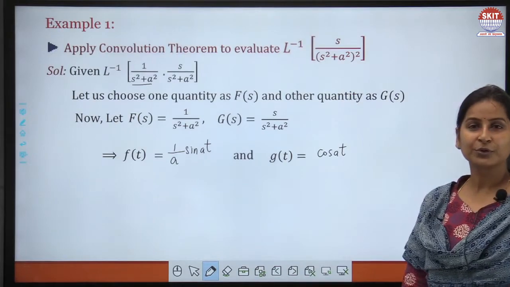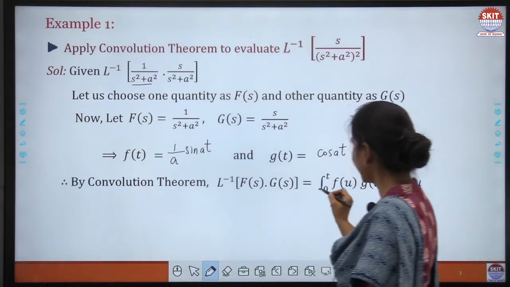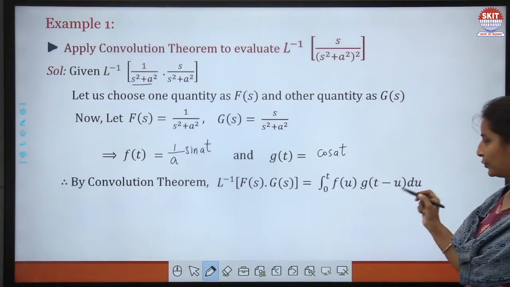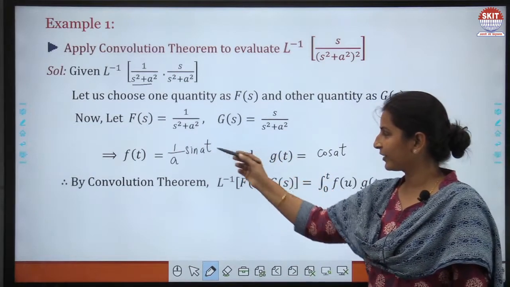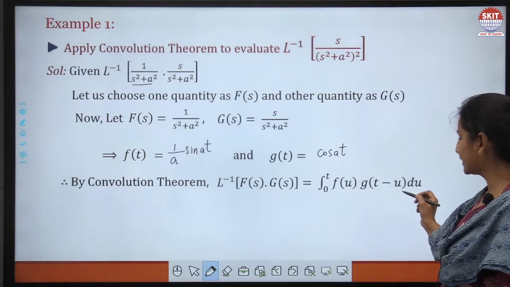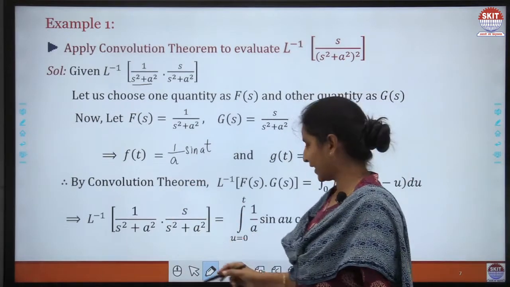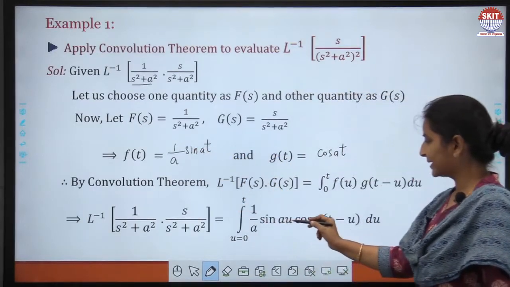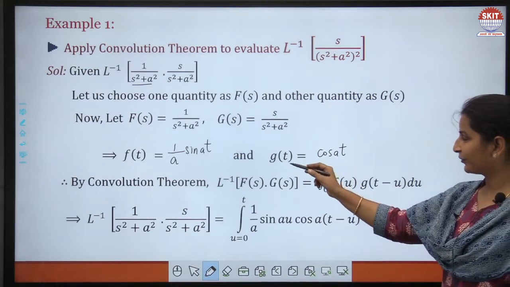Now I know the convolution theorem. The convolution theorem gives me L inverse of this function as the integral from 0 to t of f(u) g(t minus u) du. So what I need to do, I know F(s), I know G(s), I have calculated f(t), I have calculated g(t), so I can easily replace f(u) and g(t minus u) du here in order to get, this is my left side, the integral from u = 0 to t, then I have f(u), so it gives me 1 by a sine of au, then again I have cos of a(t minus u) because I have to replace g(t) with g(t minus u).